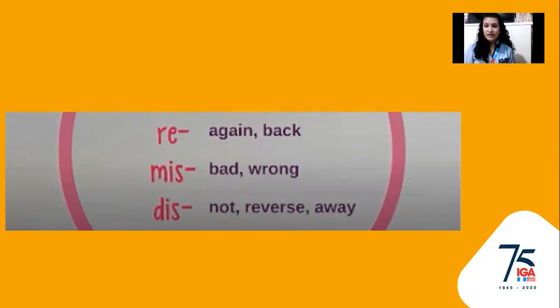Today we're going to be seeing three principal prefixes: re, mis, dis. We're going to use re when we want to ask someone to say it again or go back to something. Mis when something goes bad or wrong. And dis when something is not correct, we want to move it away or reverse.